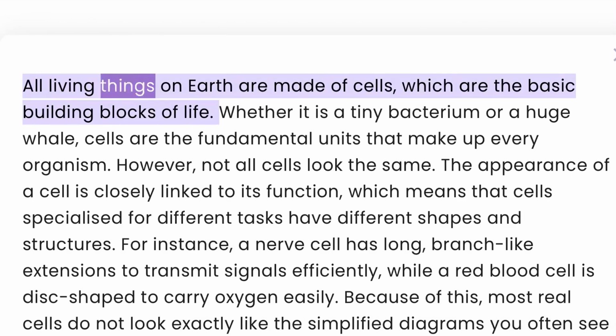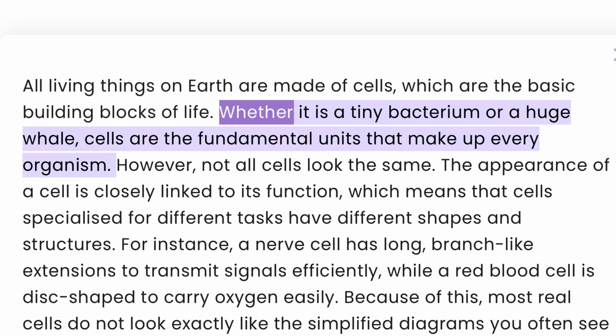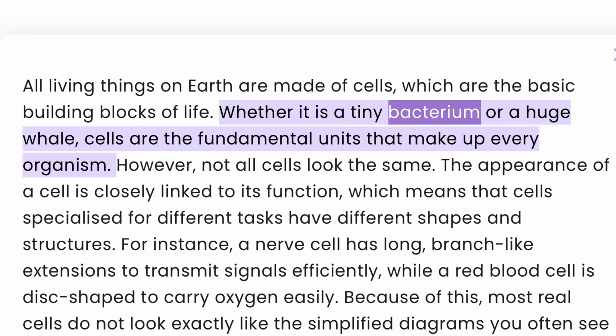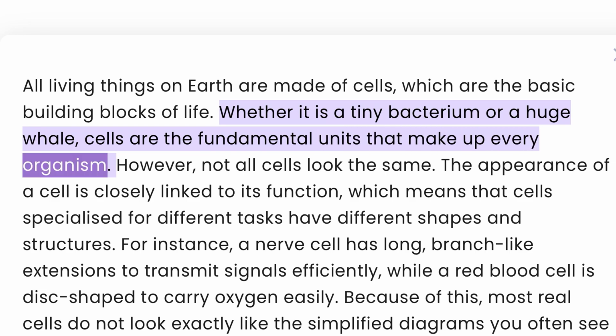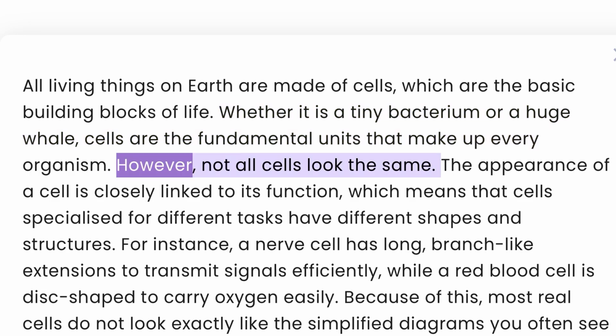All living things on Earth are made of cells, which are the basic building blocks of life. Whether it is a tiny bacterium or a huge whale, cells are the fundamental units that make up every organism. However, not all cells look the same.